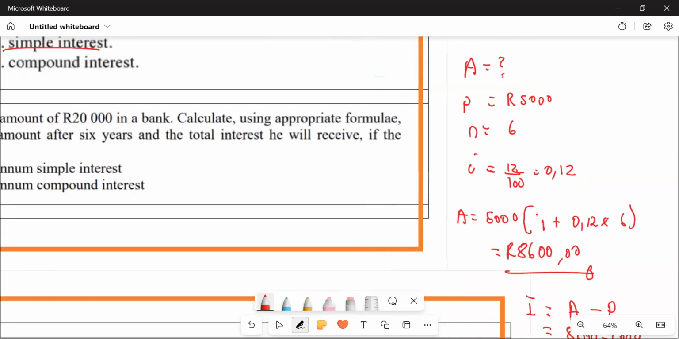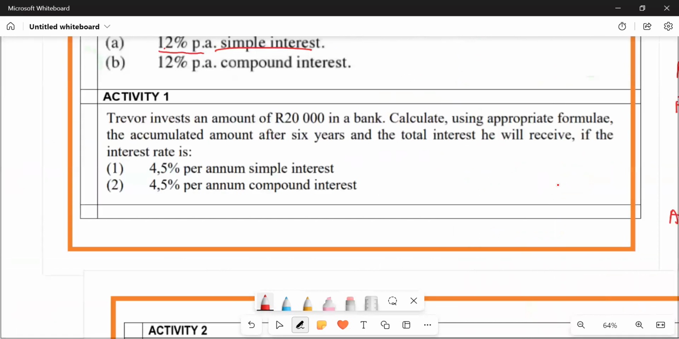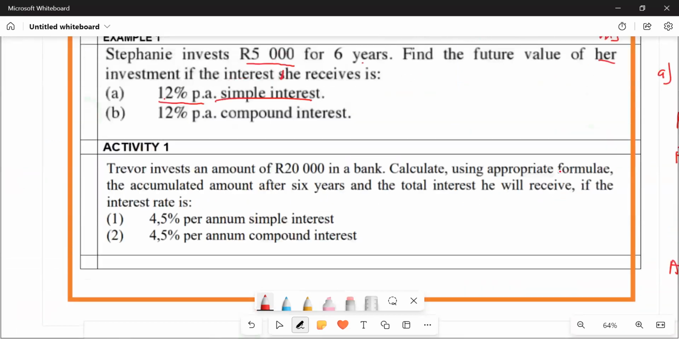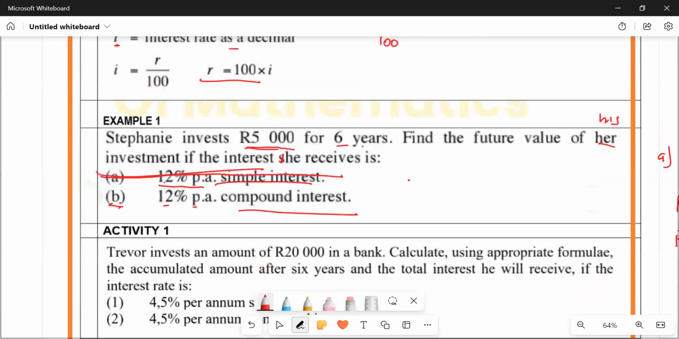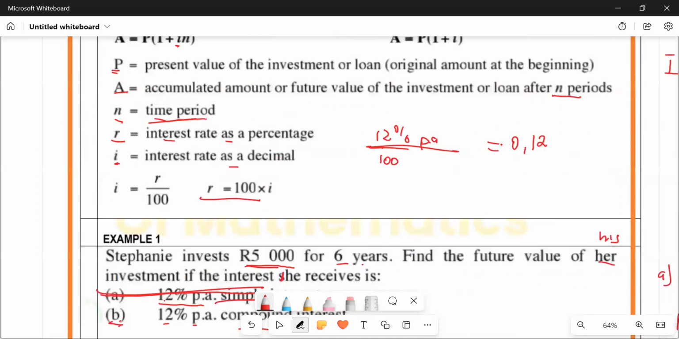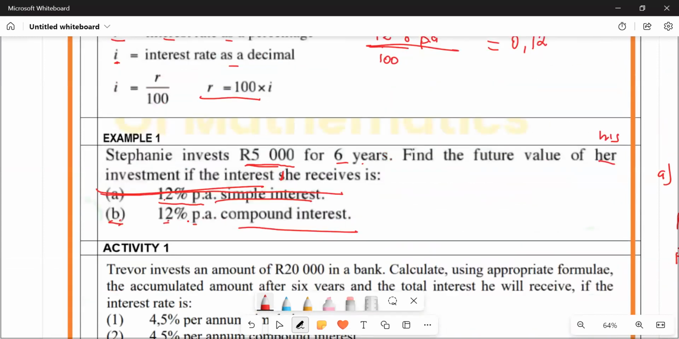Now, let's check number B then. On number B, they say if we take 5,000 invested for 6 years, but let's cancel this one, this one is no longer applicable again. And then they say it's 12% per annum compound interest. So which formula are you going to use now? We're going to use the formula for compound again. How do you know? Because they said 12% per annum compound interest.